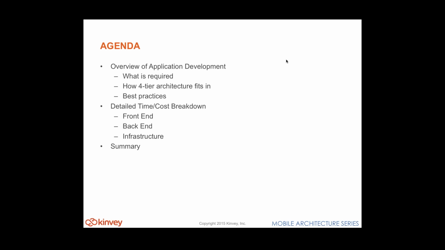There are other ways to develop applications that don't include a four-tier architecture, and people use them all the time, but we really feel that the way that is the right way to build mobile applications is with this four-tier architecture and with this application development framework in mind. So we're going to set ourselves up for success by looking at that in a little bit more depth before we go into the breakdowns of the front end, back end, and infrastructure.